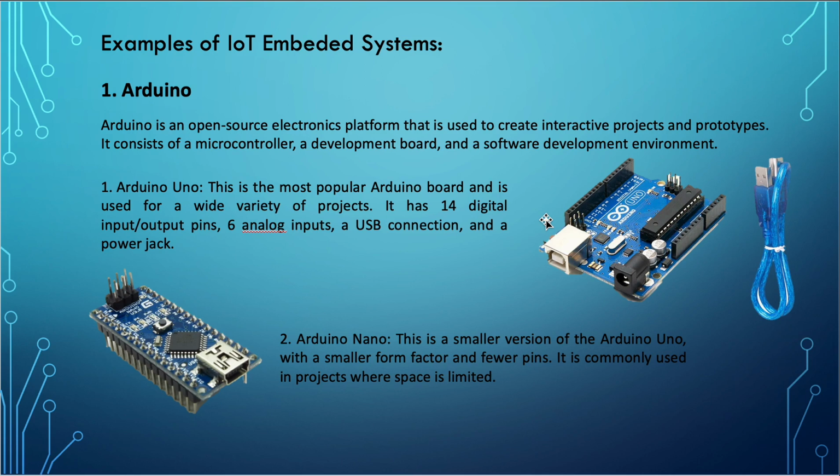It has 14 digital input-output pins, 6 analog inputs, a USB connection and a power jack. So those are the input devices. You can see the pins over here, the power port over here, and the microcontroller over here. This is the mostly used board for prototyping, mainly for understanding or building IoT projects.